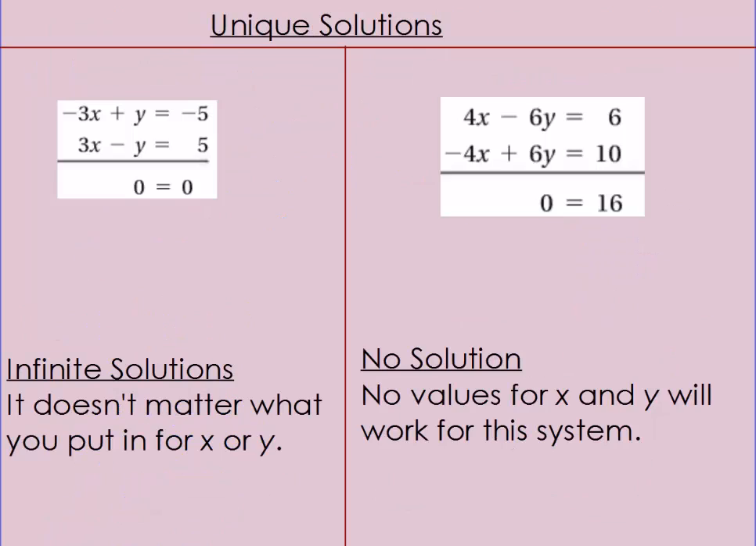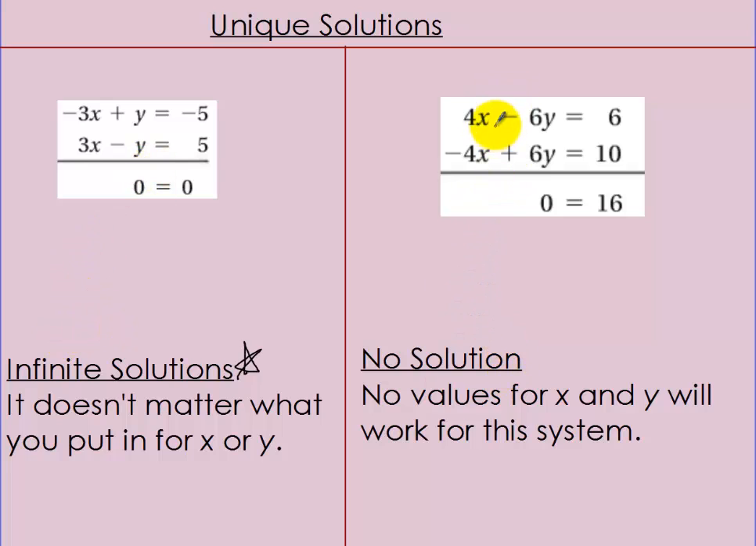All right, we have some unique solutions here. Sometimes when you eliminate or you're solving a system, the things cancel out. So if I added these up, I'd get 0 equals 0. Well, in that case, what you have is infinite solutions. It doesn't matter what you put in for x and y. You can put any numbers in for x and y, and those will always work. So we say there's infinite solutions.